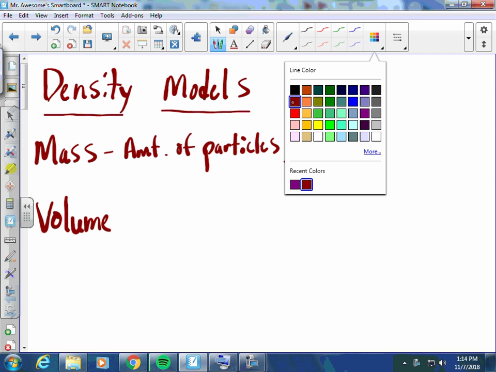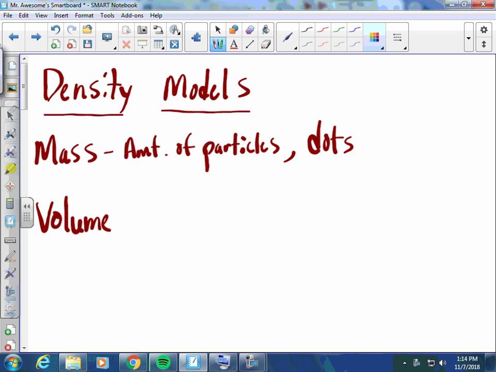Okay, so in the journal we were doing two models that show different densities. Just kind of reviewing. And so we know that mass is the amount of particles, it's the amount of stuff in an object. And Adrian told us we show that by making dots. All right, what is volume?